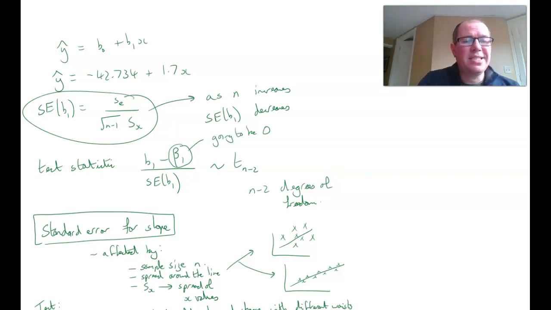Our test statistic is going to be our estimate b1 of the slope from our sample, minus what we're assuming in our null hypothesis, which is going to be 0, that beta 1 is 0, divided by the standard error we've worked out. And that follows a t distribution with n-2 degrees of freedom, because we're estimating mu and sigma. So let's go ahead and do the test.